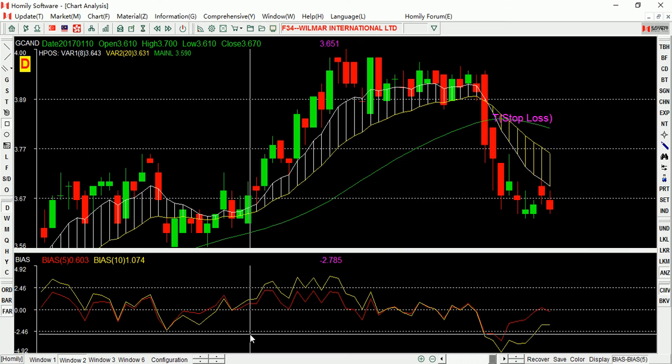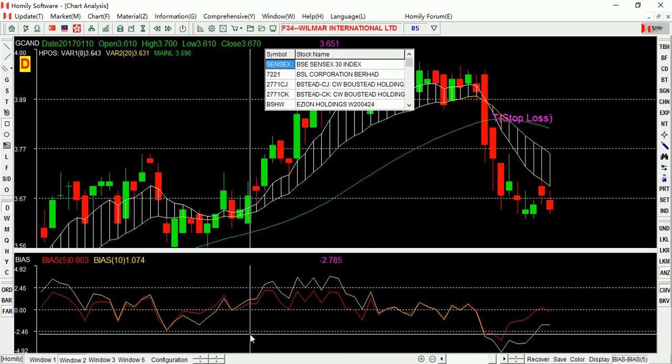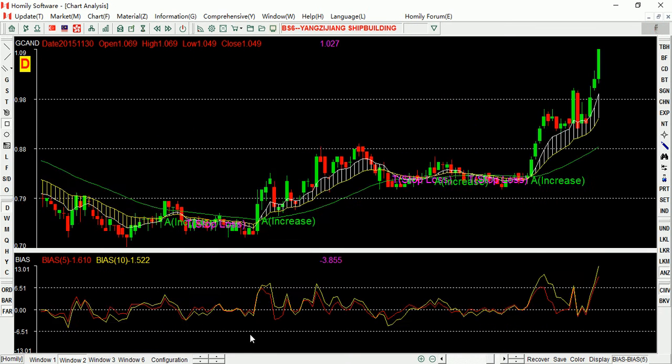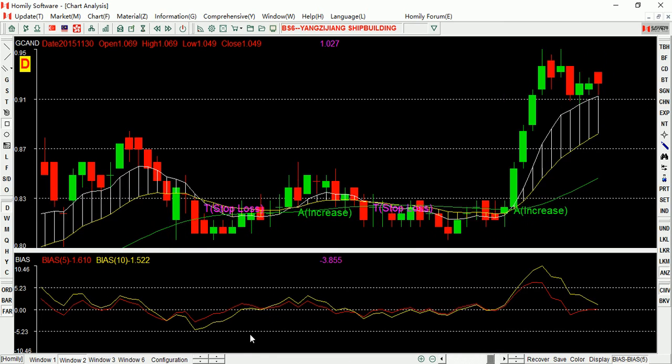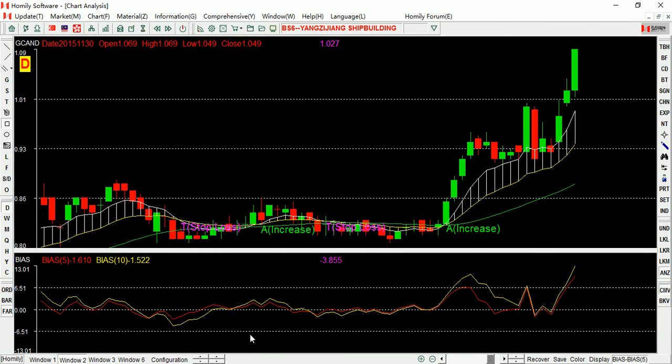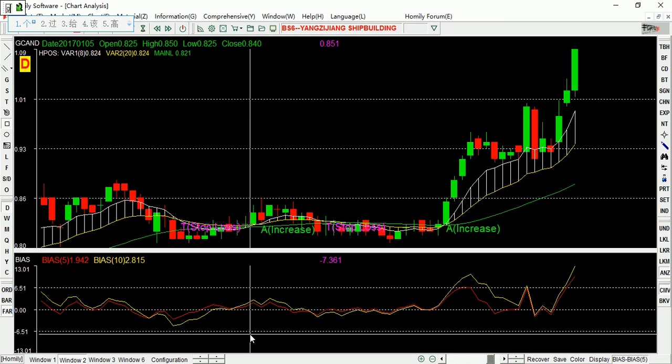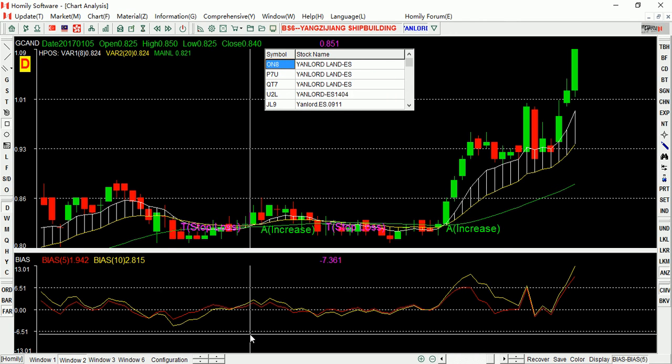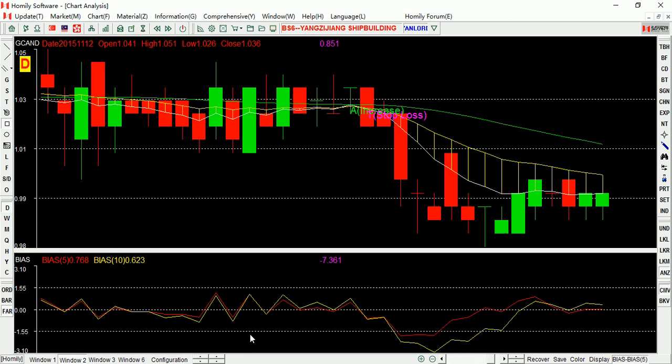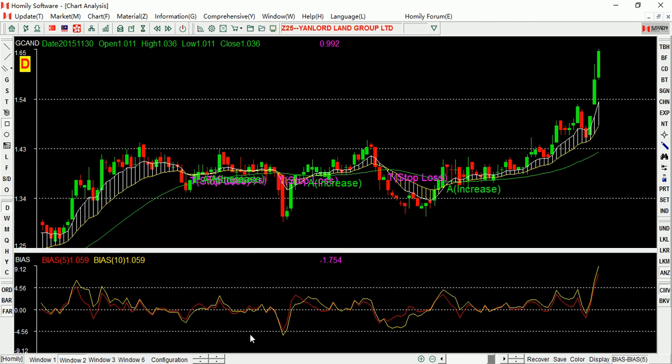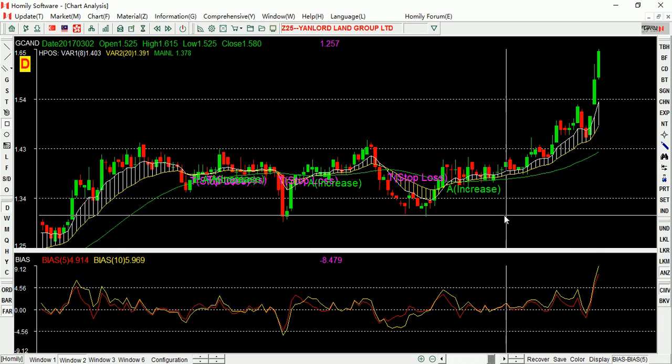Then we can see whether Yang Zijiang still has a chance or not. So we can see here, you can still keep it, and there is no need to sell, okay? Still can keep. Then we see the yellow line, still up. Where is the good buy point?